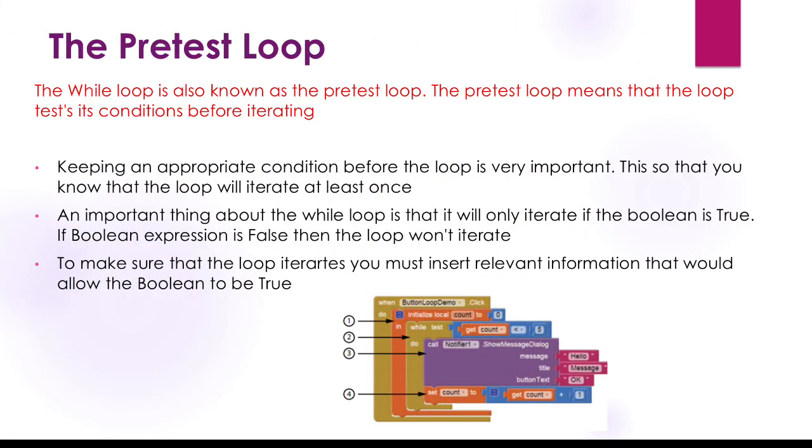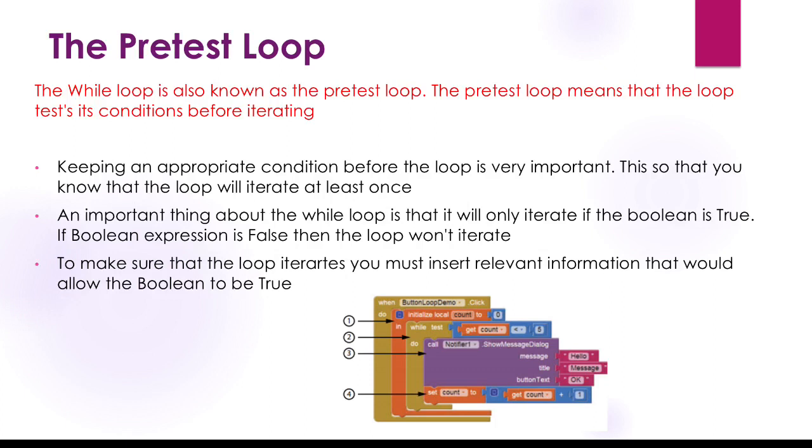The while loop is also known as the pretest loop. The pretest loop means that the loop tests its conditions before iterating. The loop does this so that it knows how many times the loop has to iterate and when the iteration is supposed to stop, depending on the condition that is set at the beginning of the loop. So for example, let's say that the condition that is put before the steps is if count is less than 5, then continue.